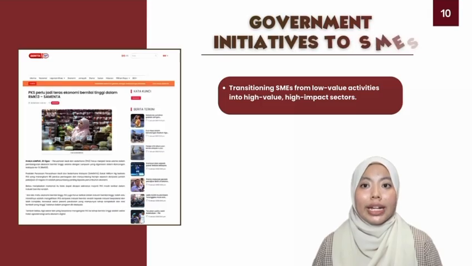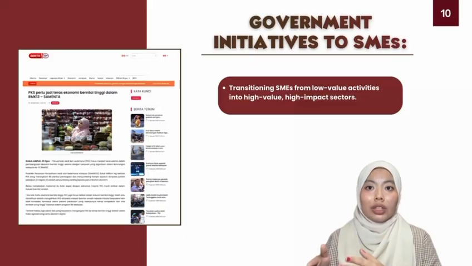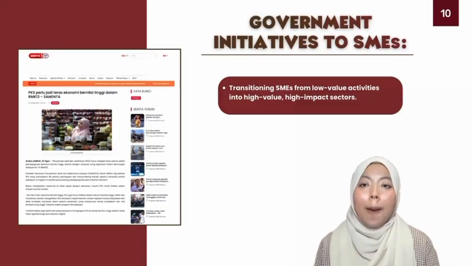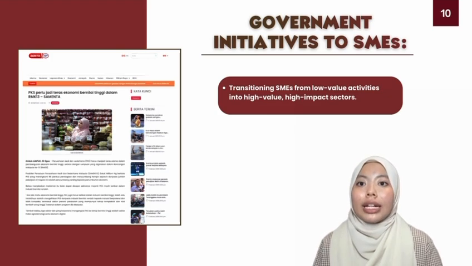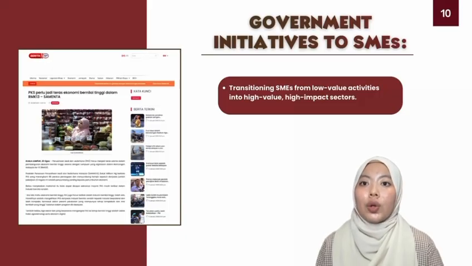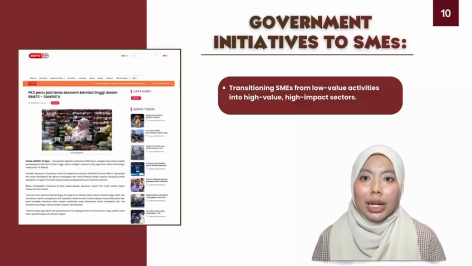Here is the second government initiative under RMK30, helping SMEs move from low value activities to high value economic sectors. Although SMEs form most businesses in Malaysia, many still operate in low productivity industries. To improve income and competitiveness, the government encourages SMEs to enter high value sectors such as halal products, medical devices, agro-technology and the digital economy. This will be supported through training, innovation support and sustainable financing to help SMEs upgrade capabilities. By doing that, SMEs can become a strong driver of a high-value resilient Malaysian economy.